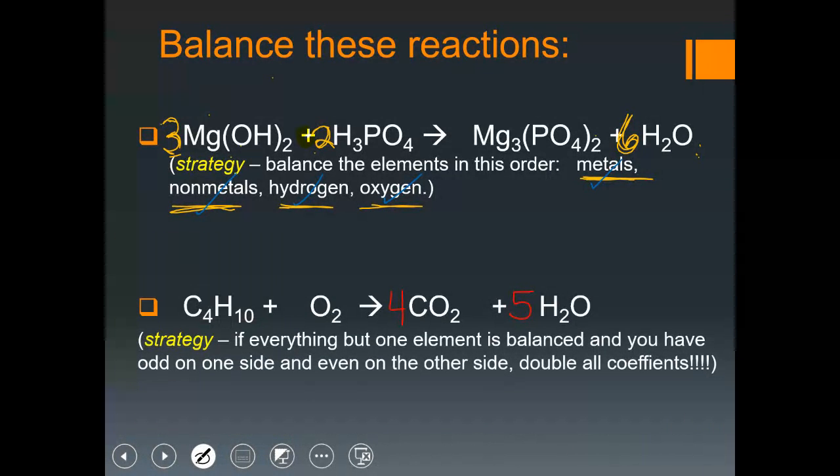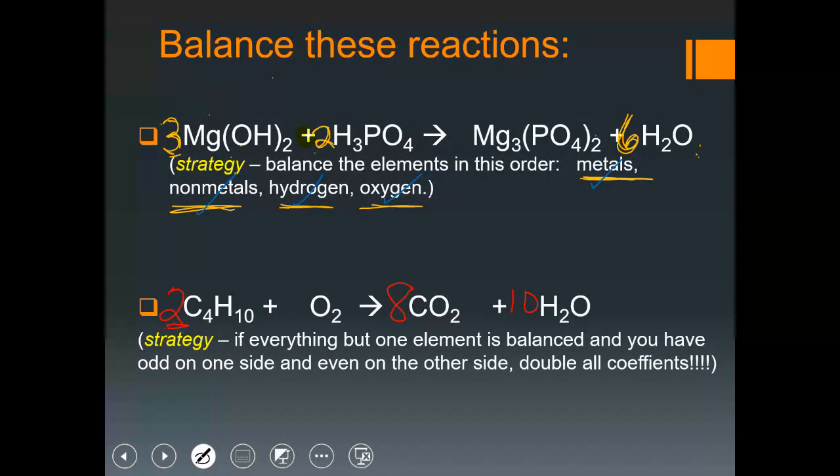So what are we going to do? Well, the strategy is if everything but one element is balanced, like everything is balanced here except oxygen, okay? And you have odd on one side and you have even on the other, which that's the case, right? Just double all your existing coefficients. So like here, instead of a 1, I'm going to make this 2. And then over here, the 4 has to become an 8. And the 5 has to become 10.